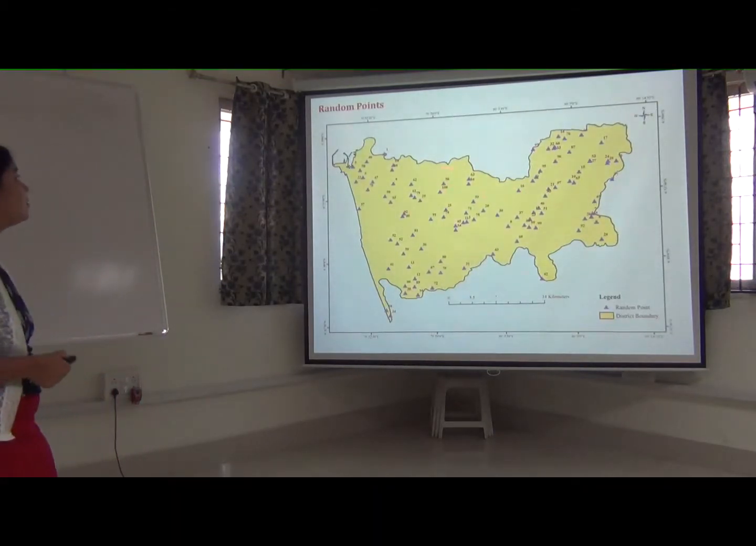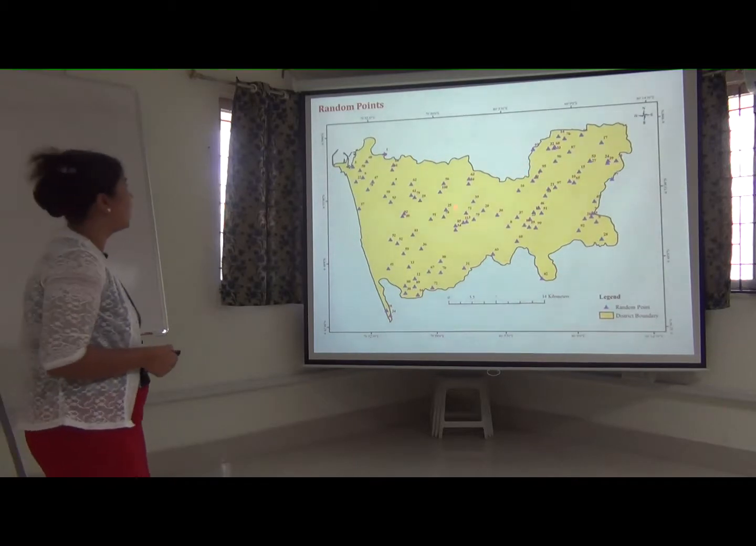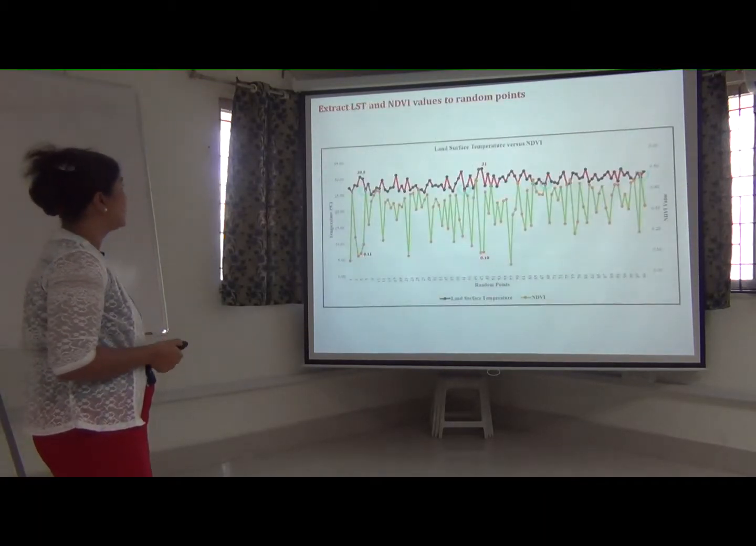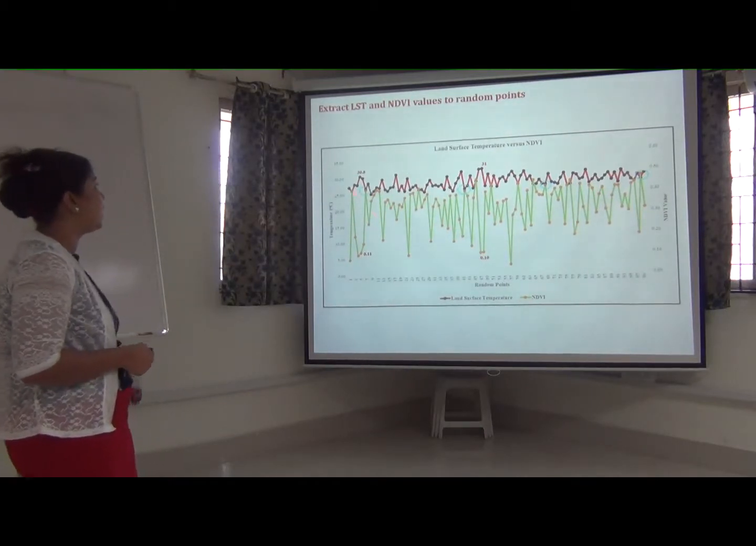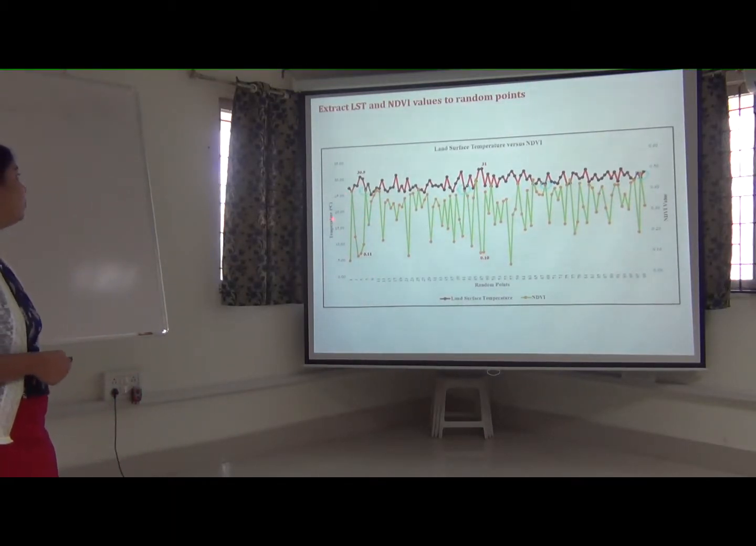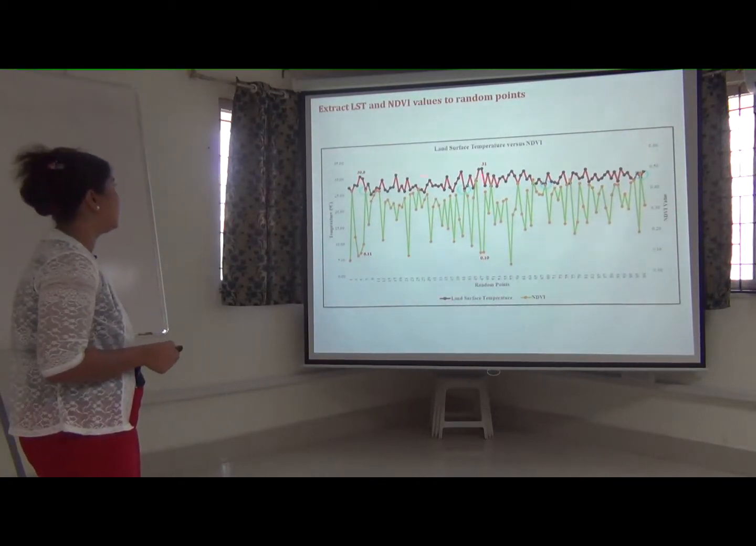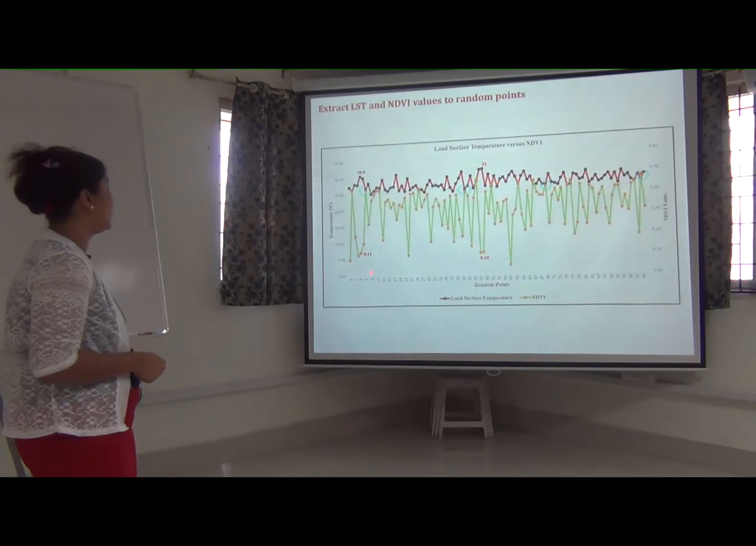These are the random sample points that I got from the ArcGIS software tool. There are 100 random sample points. For each of these points I have extracted values from both temperature and the NDVI. In some places you can see the highest temperatures and the relevant NDVI. In this case we can see low temperature and high NDVI values.